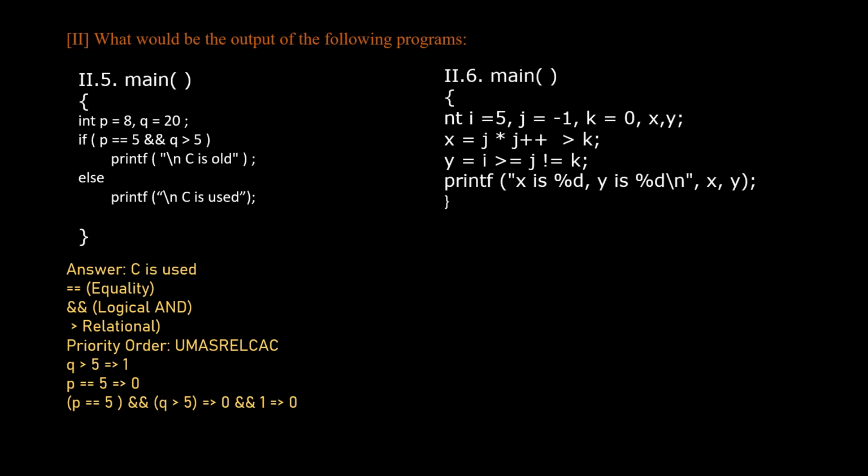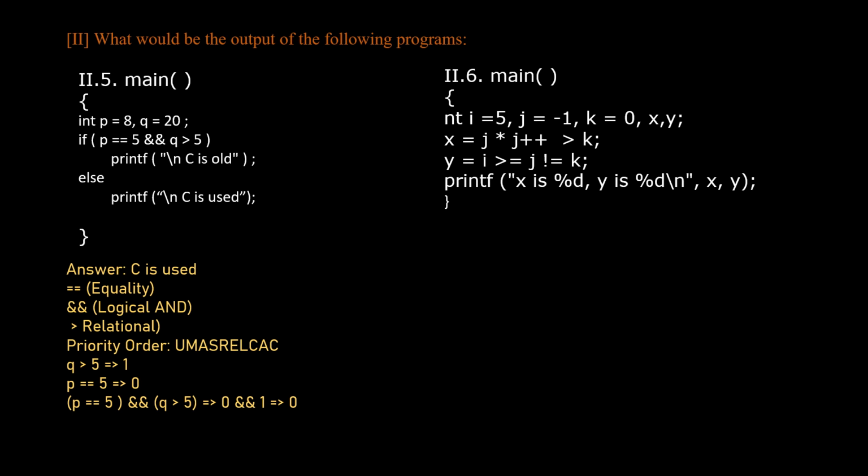i equal to 5, j is equal to minus 1, k equal to 0. x is equal to j and j into j plus plus into greater than k. So here we have multiplicative, unary operator plus plus and greater than. In this, unary operator has high priority, followed by relational, followed by multiplicative. So here it is minus 1 plus plus, which is 0, 0 greater than k which is 0, 0 greater than 0 is 0, into whatever is 0.